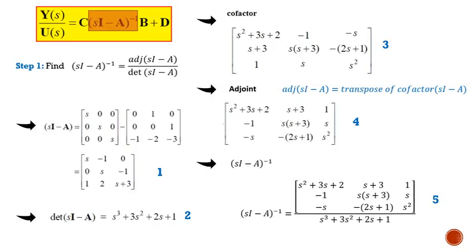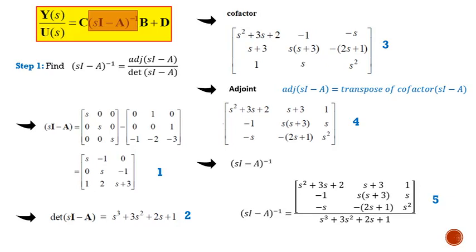Using the derived state space to transfer function equation highlighted in yellow, the first step is to solve the (sI minus A) inverse term in the equation. The formula of (sI minus A) inverse is the adjoint of (sI minus A) over the determinant of (sI minus A).